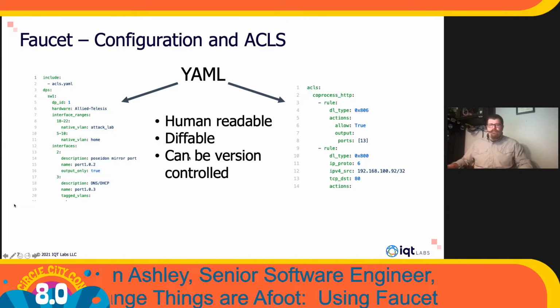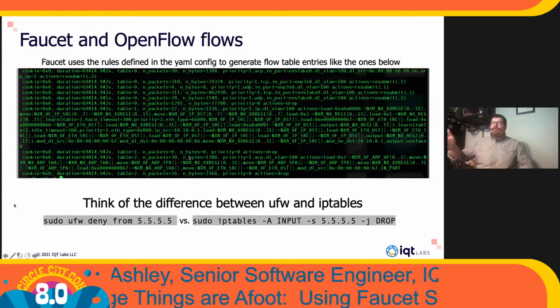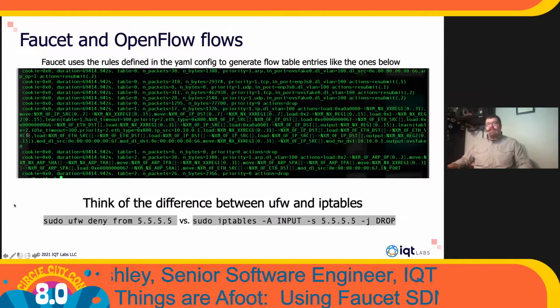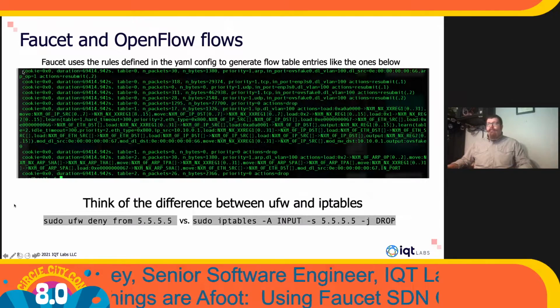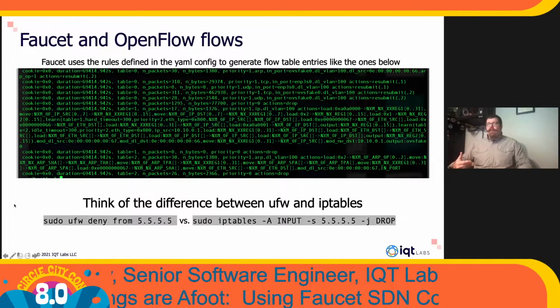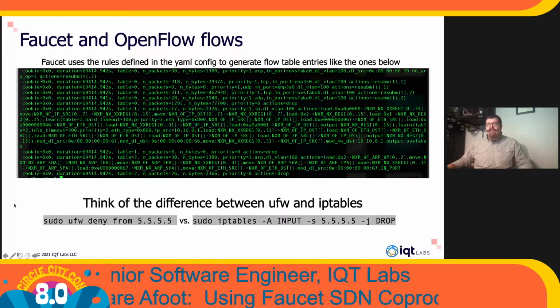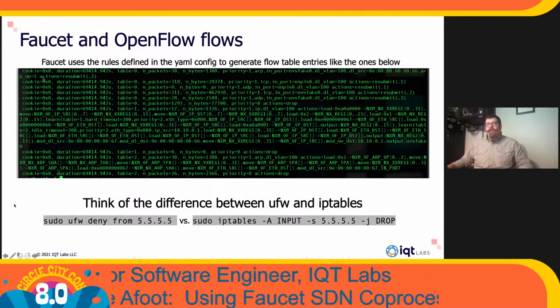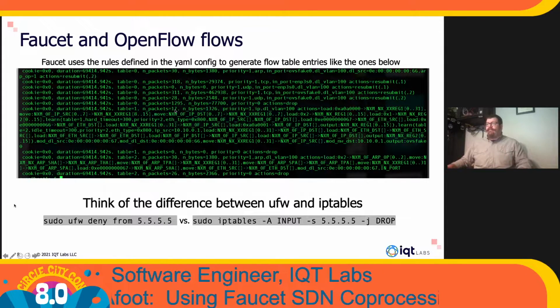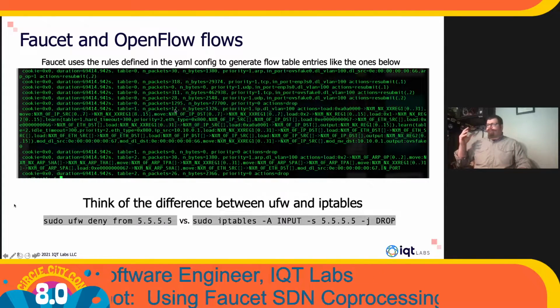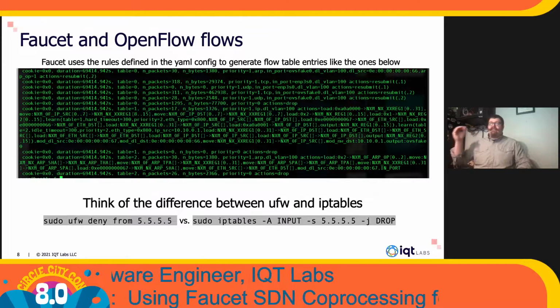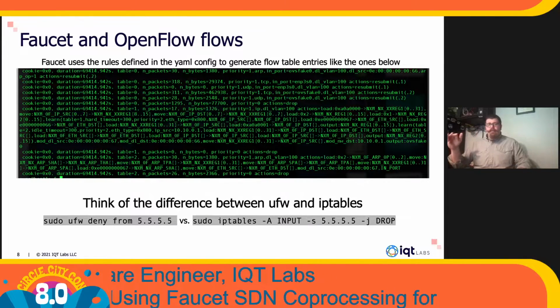So under the hood, what Faucet is doing is converting that YAML file into these OpenFlow rules, OpenFlow flows. And this is kind of an example of what an OpenFlow flow looks like, from the flow table. They're, as you can see, very hard to read, not terribly intelligible.